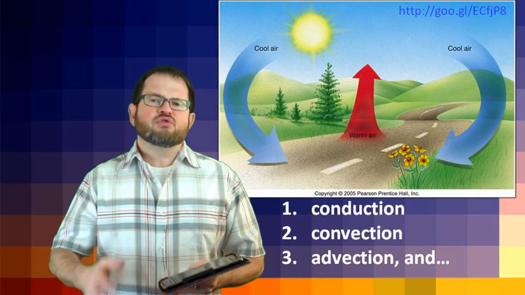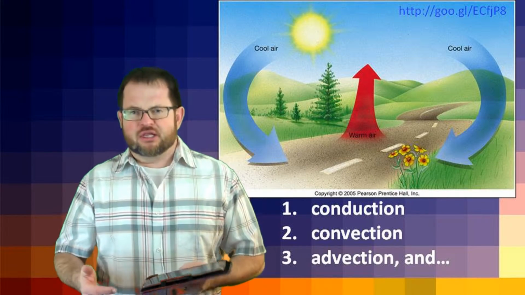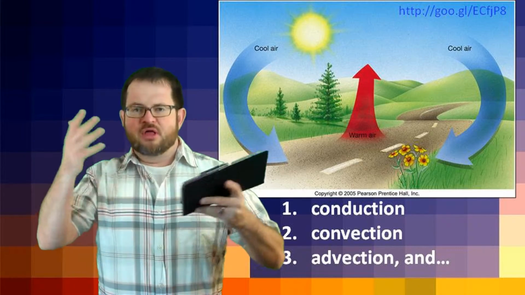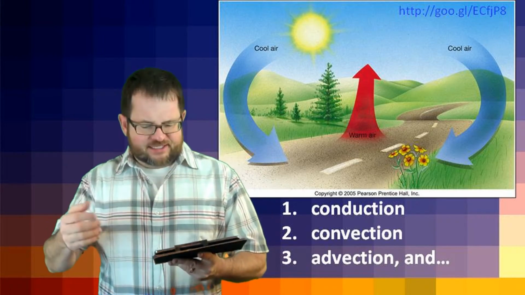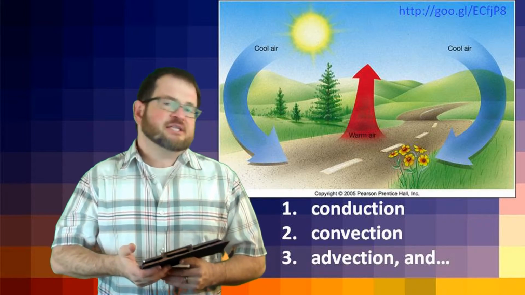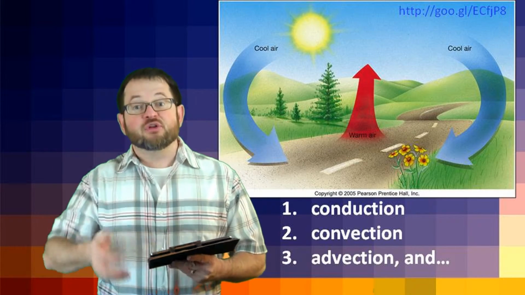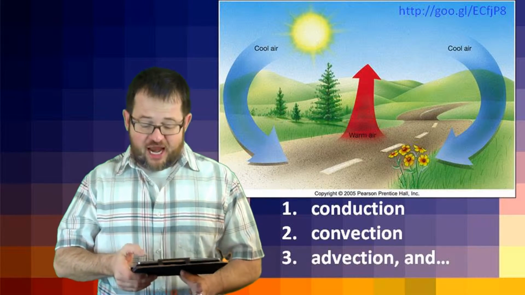Convection is about moving heat by moving air vertically. Like a warm plume, you might have heard the term a thermal, a warm plume of air rising, or cooler plumes of air sinking. That's a way of transferring heat by moving the heated fluid, in this case the heated fluid being air.